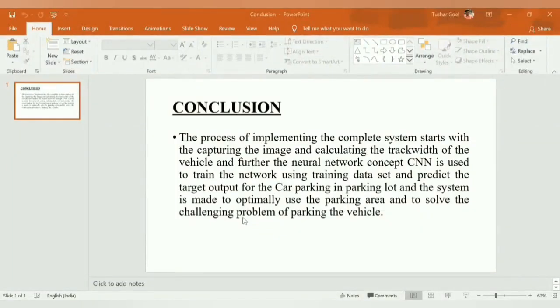Conclusion: the process of implementing the complete system starts with capturing the image and calculating the track width of the vehicle, and further the neural network concept, CNN, is used to train the network using a training dataset and predict the target output for car parking in the parking lot, and the system is made to optimally use the parking area and solve the challenging problem of parking vehicles.